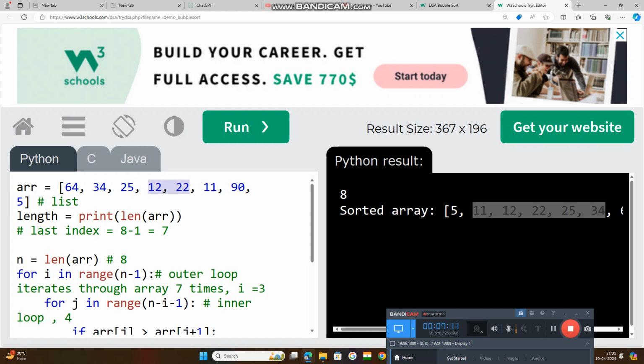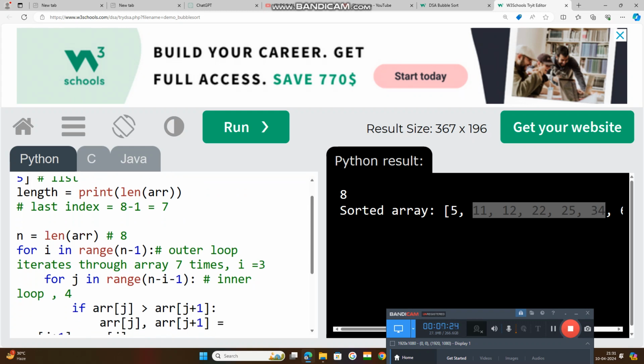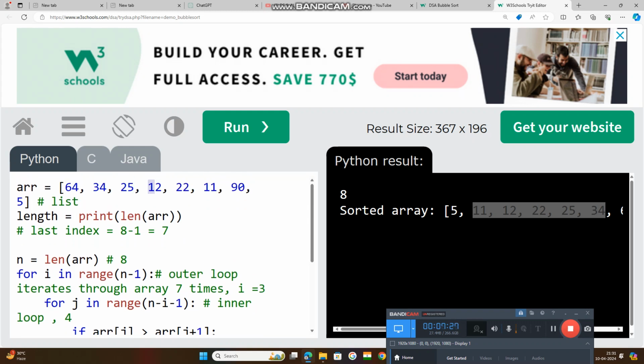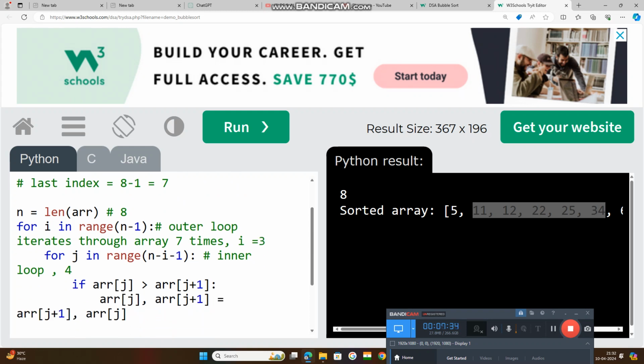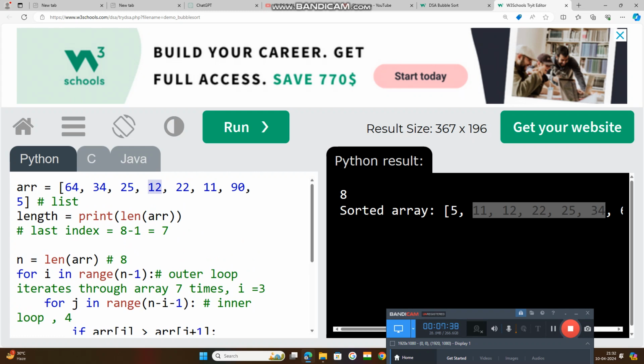Now these two will be compared. Now this becomes j, and this becomes j plus 1. From these two values, if j is greater than j plus 1, here j is not greater, so there is no swapping. As it is, they will be kept. j is smaller than j plus 1, so as it is, they will be kept.